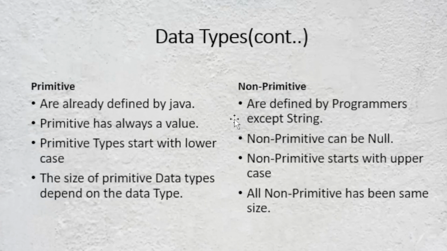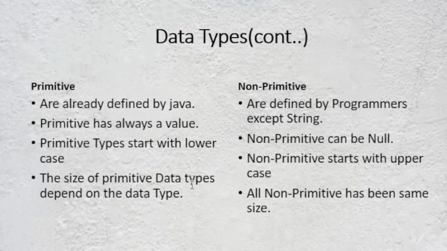Now let's compare primitive and non-primitive data types. What is the difference between these two data types? Primitives are already defined by Java, while non-primitives are defined by programmers except strings. Primitives always have a value, while non-primitives can be null, that is, they can hold no data. Primitive types start with lowercase, while non-primitive types start with uppercase.